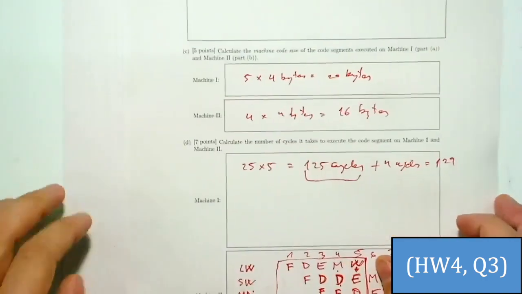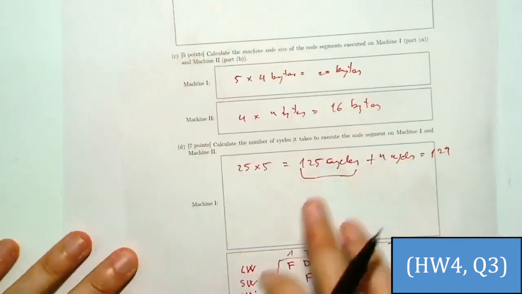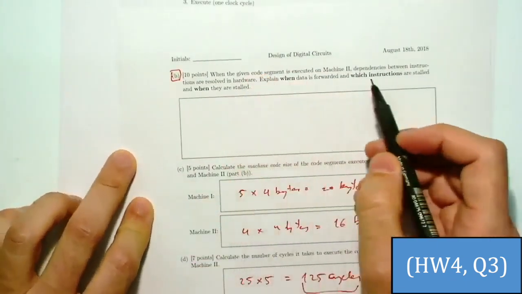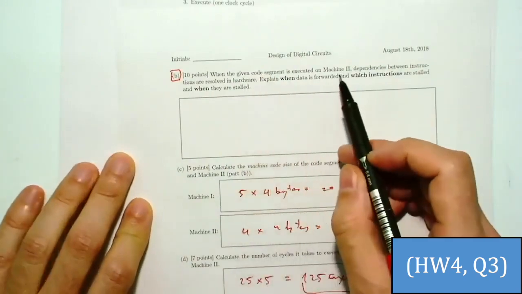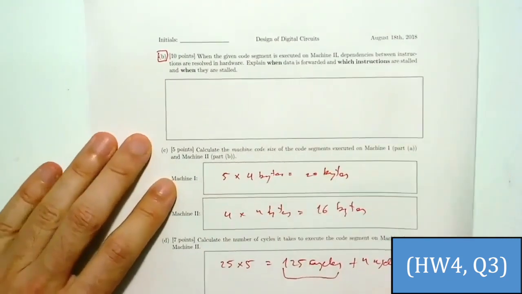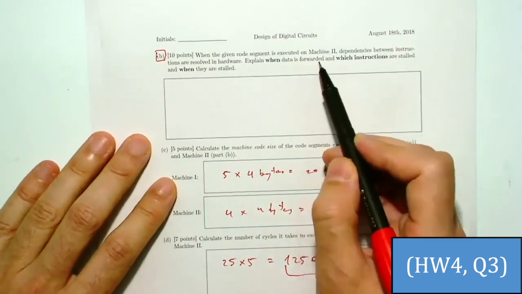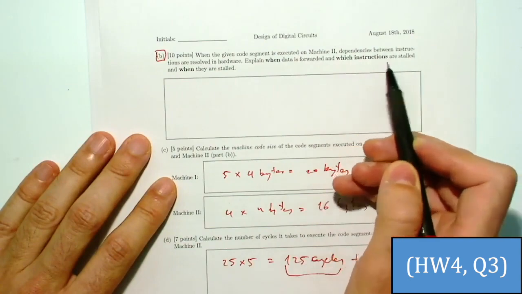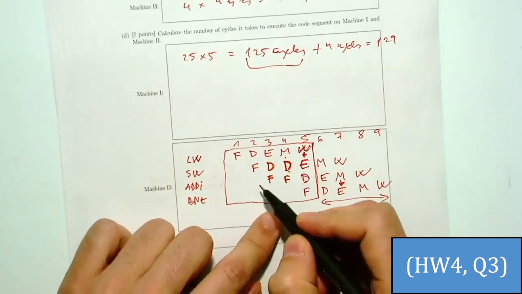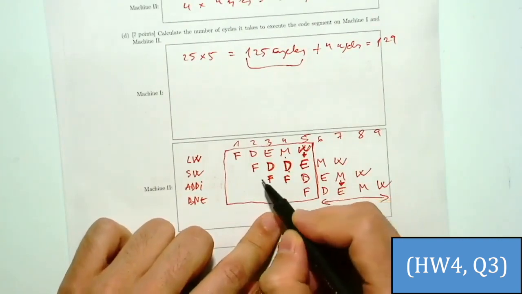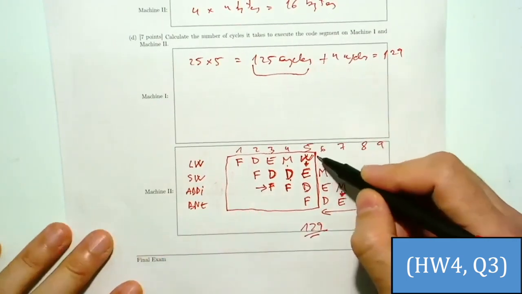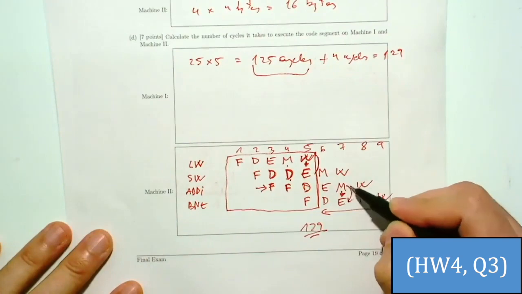And the last question, I left it to the end because once we solve all these questions, it's very easy to solve. When the given code sequence is on machine 2, dependencies between instructions are resolved in hardware. Explain when data is forwarded and which instructions are stalled and when they are stalled. So we already see that we stall here, and we have data forwarding in here and here.